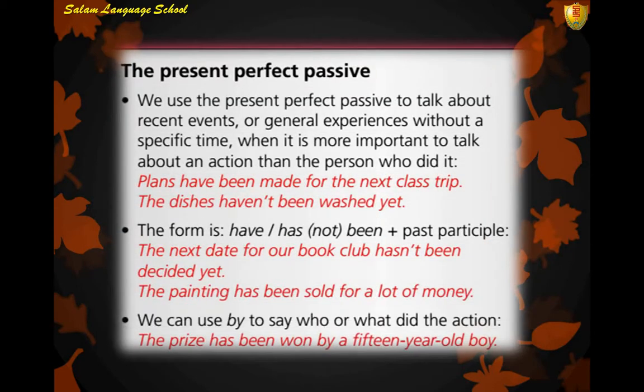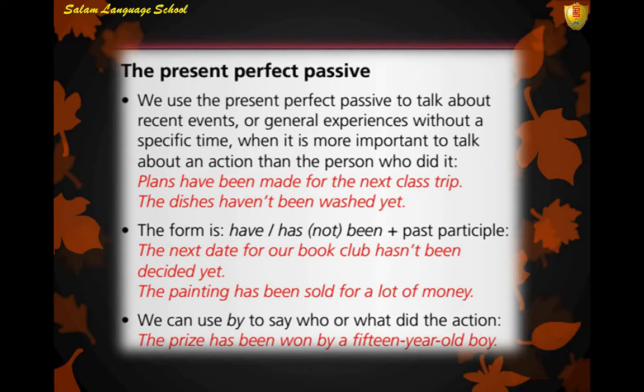Now I want you to check the grammar box in your book. It's about the present perfect passive. And of course you know that we use the present perfect passive to talk about recent events or general experiences without a specific time, when it is more important to talk about an action than the person who did it. For example, plans have been made for the next class trip. Another example, the dishes haven't been washed yet.